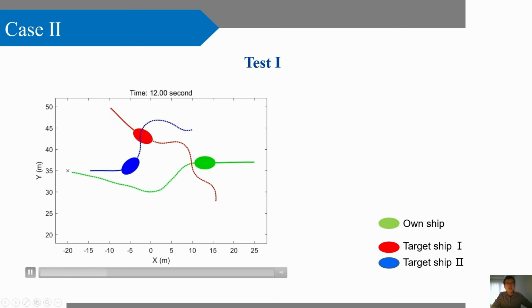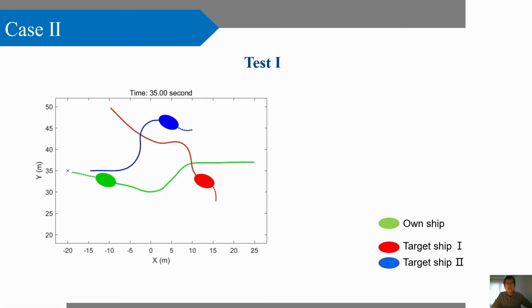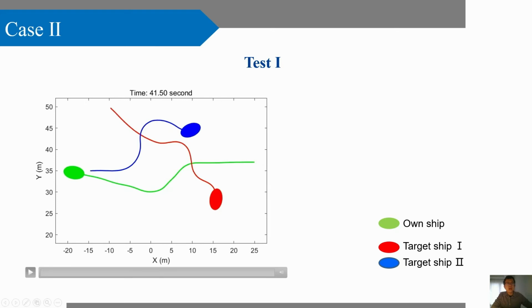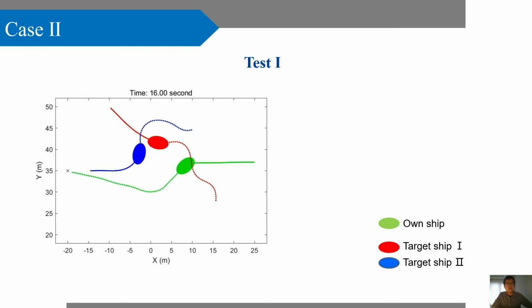This is the result of on-water test 1. Own ship, the green one in the video, has a complex encounter situation with 2 target ships. The algorithm chooses a proper route to avoid collision successfully.